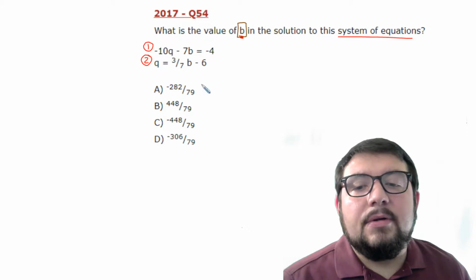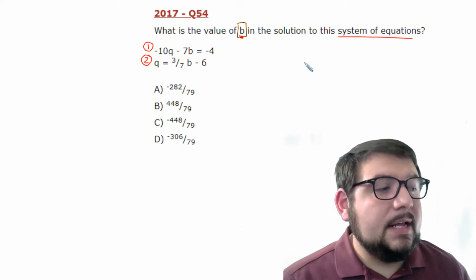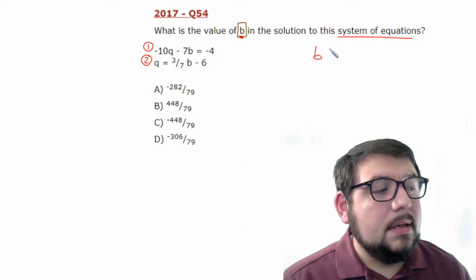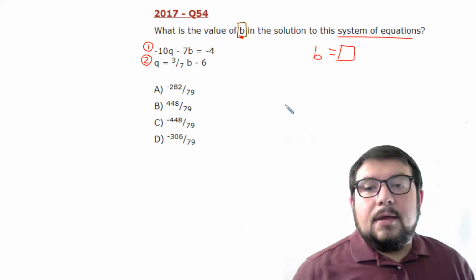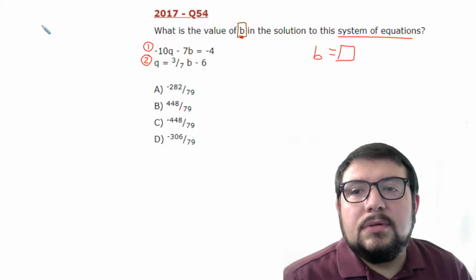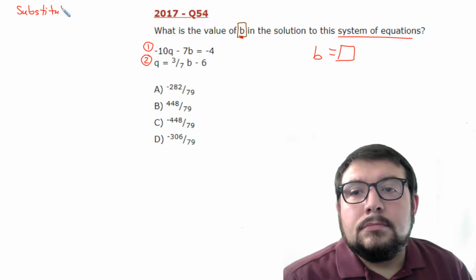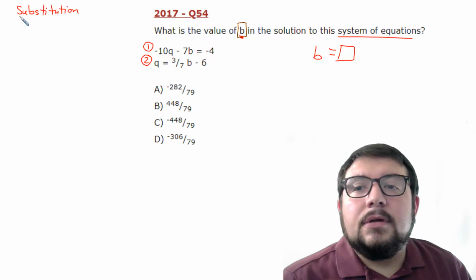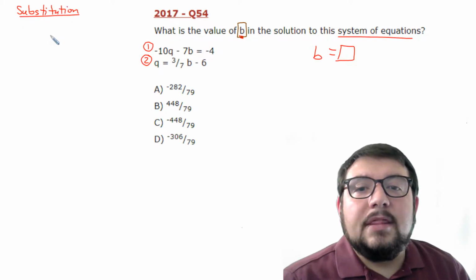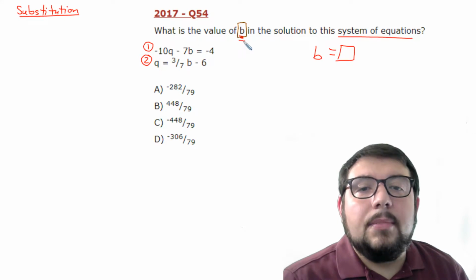So we want to find the letter b, meaning that I want my final answer to look like b equals something. So I'm going to use in this problem a method called substitution. What we're about to learn is how to use the substitution method to solve for a number inside a system of equations. So let's go through this.